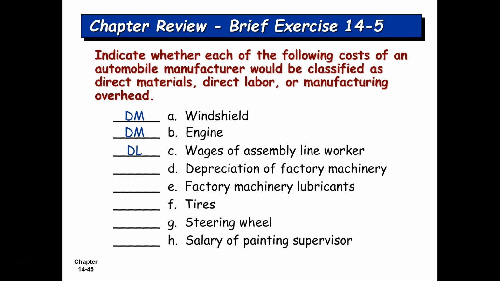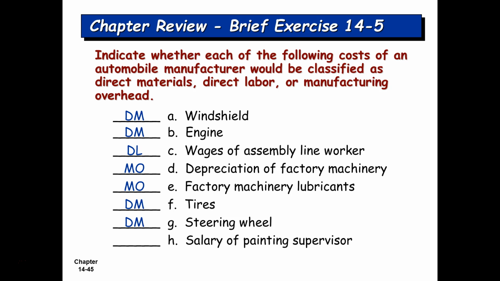Depreciation of factory machinery, that's overhead. Why is that overhead? Because we don't know which machine is going to which specific product of the automobile, or which specific automobile. We need to depreciate it as a whole. Factory machinery lubricants. Again, it's lubricating machinery in the entire place. That's manufacturing overhead. Tires. I don't know about you, but I want my car to have tires. That's a direct material. Same thing with that steering wheel. That steering wheel needs to be a direct material.